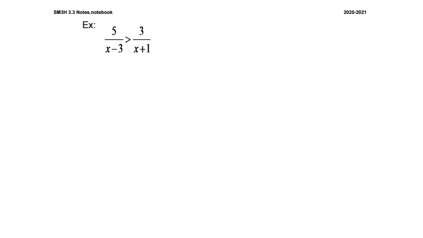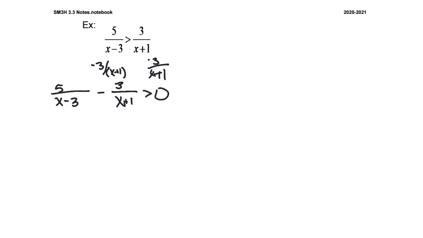For this problem, I have to get one of the sides to be 0. I typically put the right-hand side to be 0 just to kind of be consistent. So I'm going to subtract that 3 divided by x plus 1 on both sides, because then I end up with 0 on one of the sides. So I get 5 over x minus 3 minus 3 over x plus 1 is greater than 0.